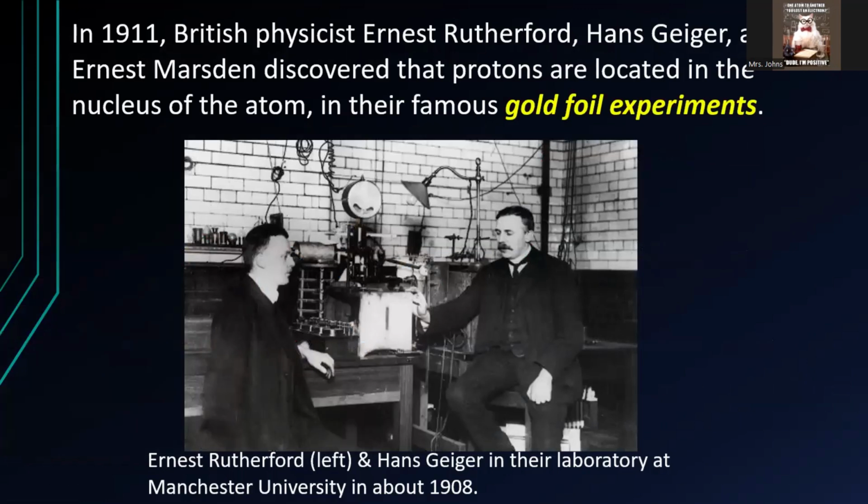Now, in 1911, British physicist Ernest Rutherford, Hans Geiger, and Ernest Marsden discovered that protons were actually not in the plum pudding model. They're located in the nucleus of the atom, and their experiments were the gold foil experiments. So here's a picture from an earlier time, before they did their gold foil experiments. On the left is Ernest Rutherford, and on the right is Hans Geiger in their laboratory at Manchester University in Manchester, England, around 1908.